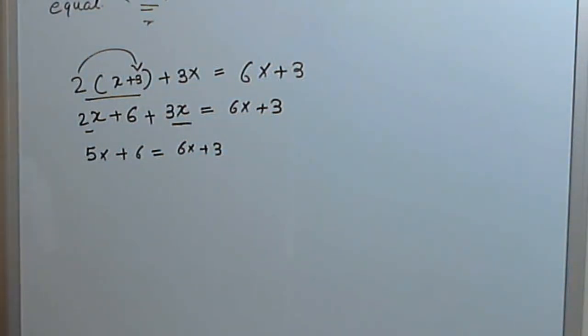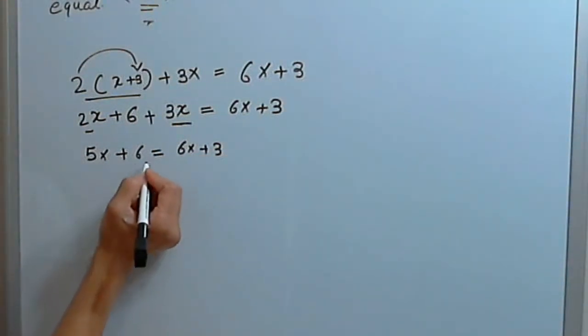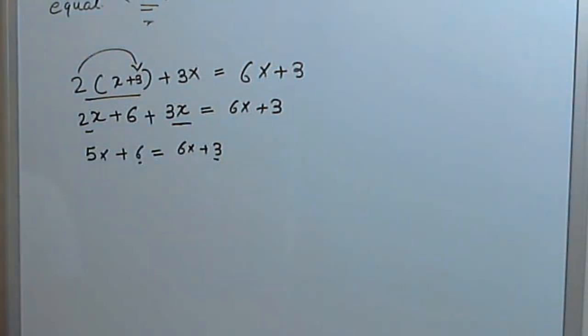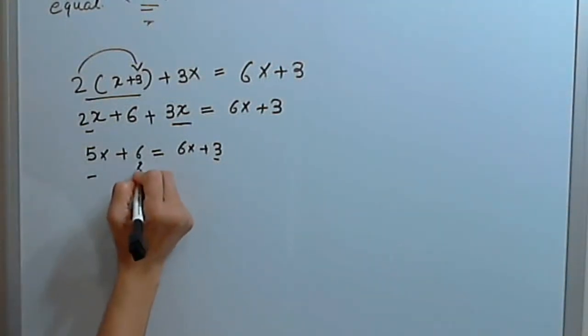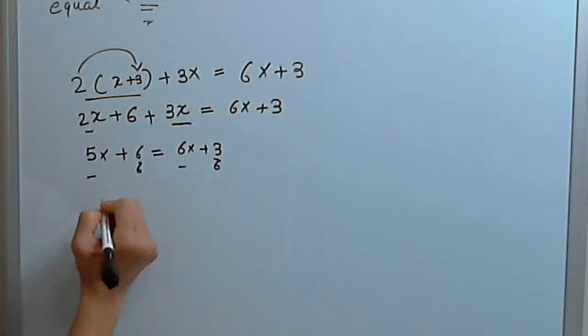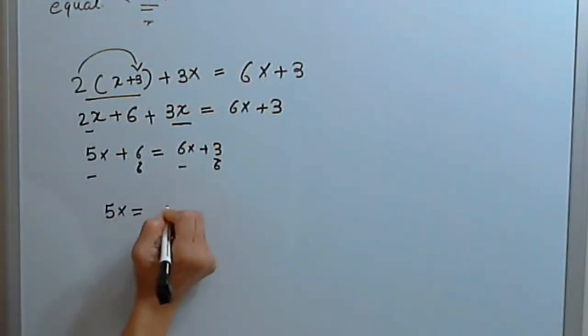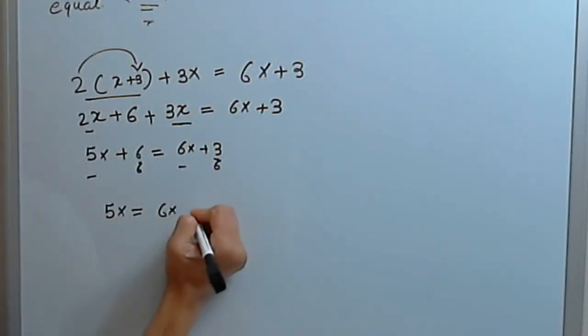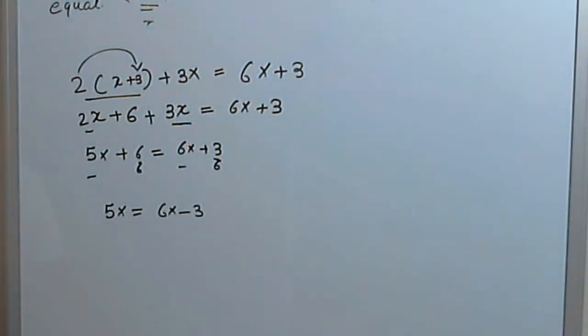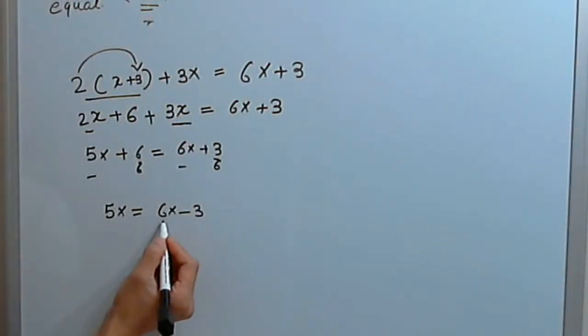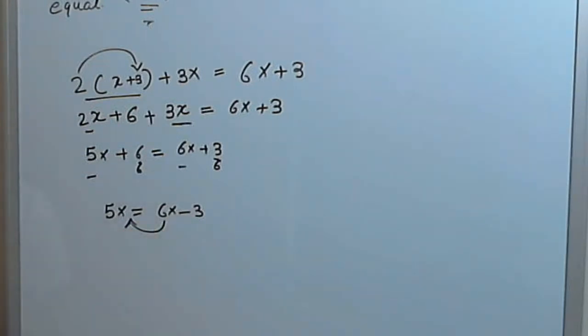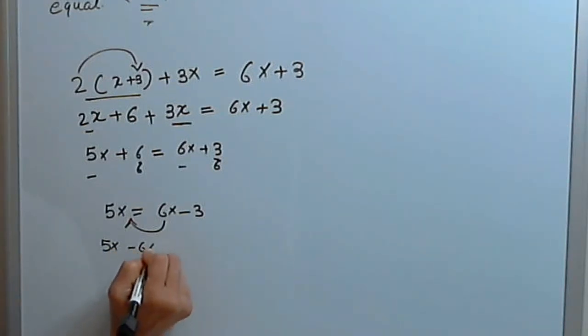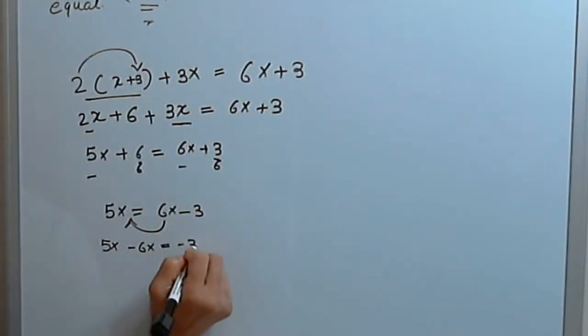Alright, now what am I going to do? I'm going to subtract 6 from both sides. So I will get 5x equals 6x, 3 minus 6 is minus 3. Now I'm going to subtract 6x from both sides because I want to bring this 6x to this side of the equation. So 5x minus 6x equals minus 3.